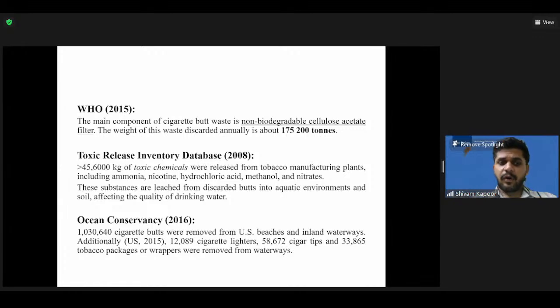And these can be in the form of ammonia, nicotine, hydrochloric acid, methanol. These are ultimately discarded if there is no protocol which is followed, and ultimately affect the marine flora and fauna.